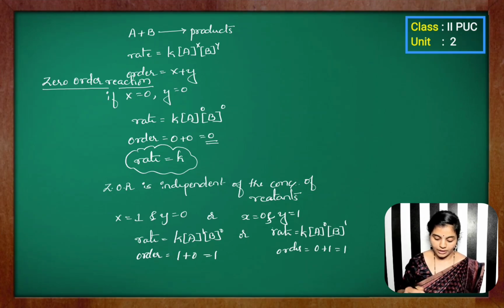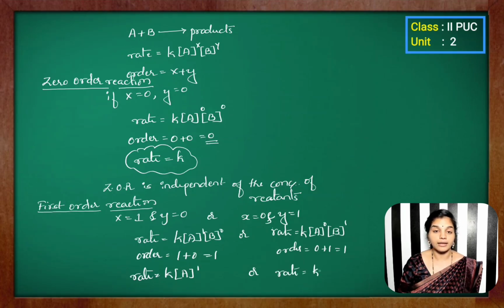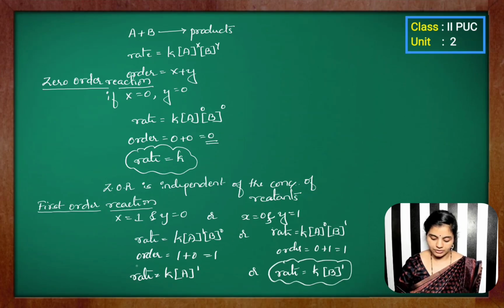So when the order of reaction is equal to 1, we call it a first order reaction. So this is a first order reaction. So when we have two reactants A and B, the order of the reaction depends on the first power of concentration of any one of the reactants. So now here rate is equal to K into concentration of A raised to 1, or rate is equal to K into concentration of B raised to 1. So clearly you see that the order of the reaction is 1. Rate is directly proportional to the first power of the concentrations.